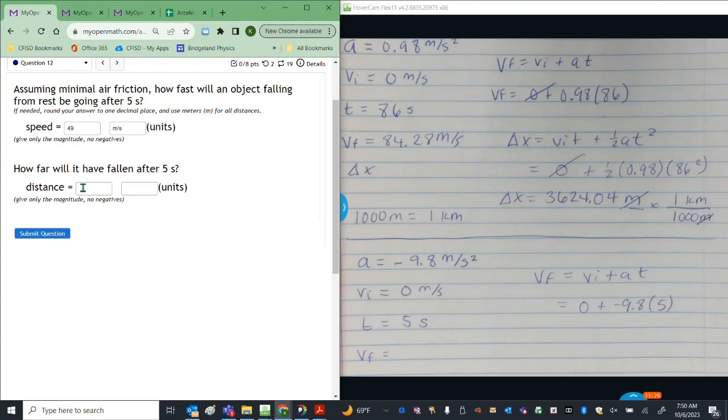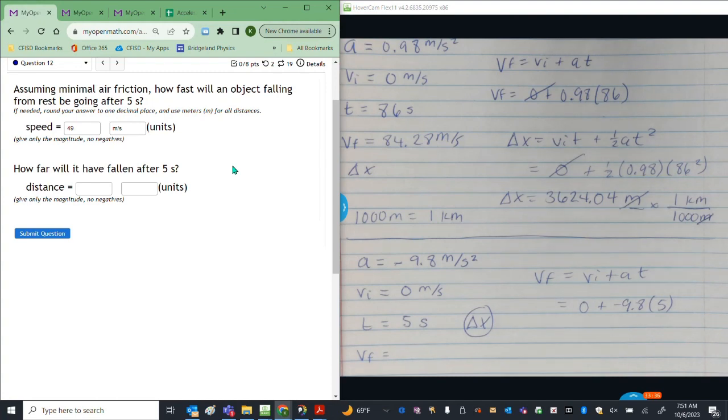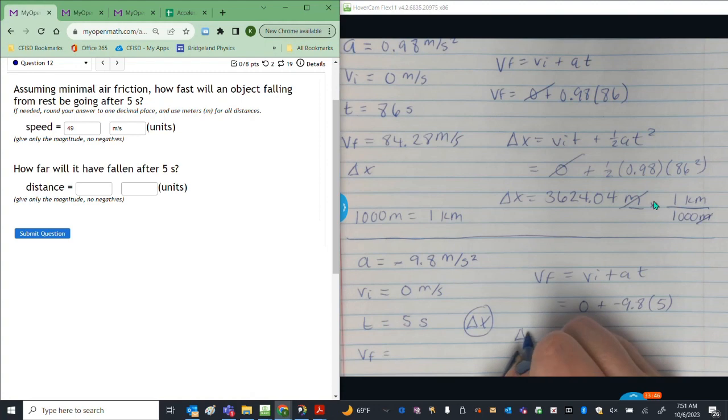How far will it have fallen? That means we need to find delta x. Again, when we solve for it we're going to get a negative number because it's falling downward, but it's asking for distance here, so we're going to ignore the negative when we enter it. We're still going to solve it the same way. Delta x equals VIT plus 1/2 AT squared. That's the equation I'm going to use.